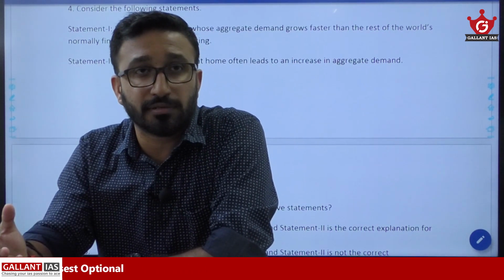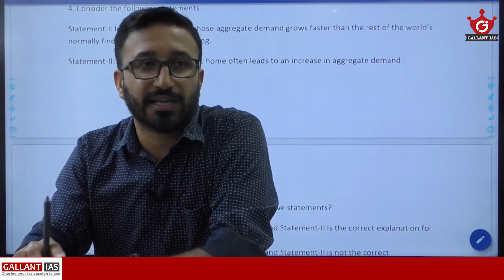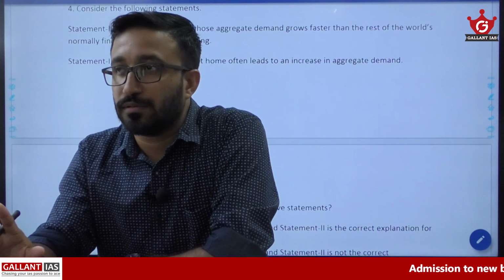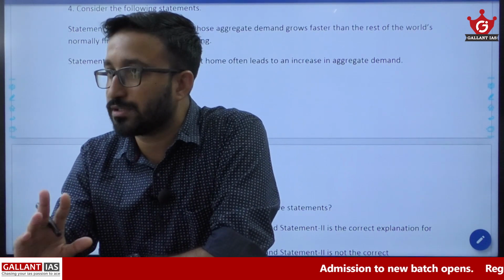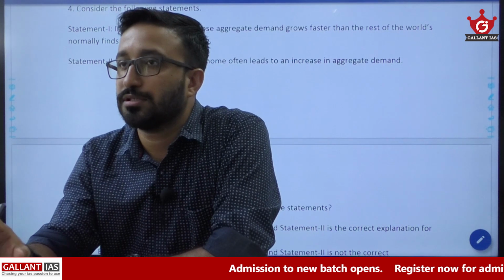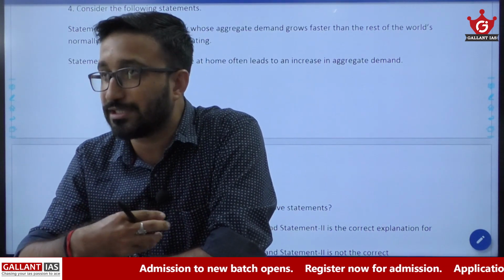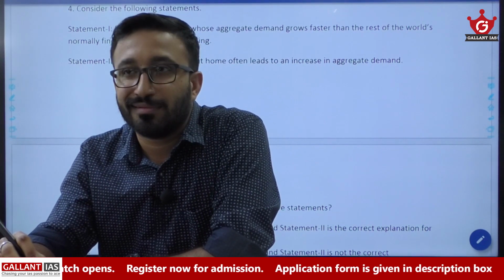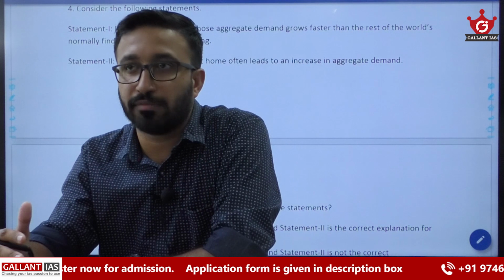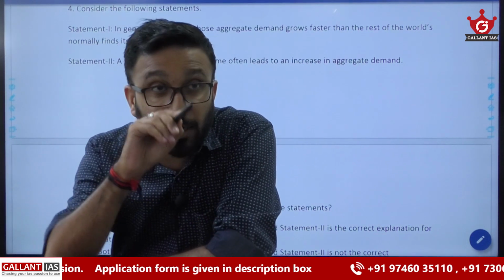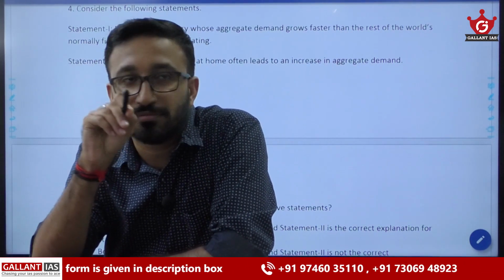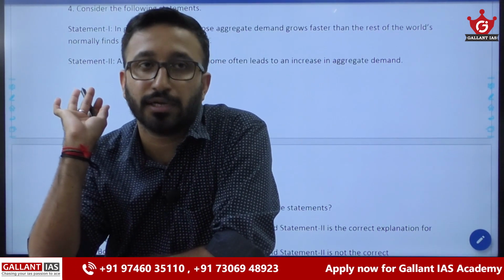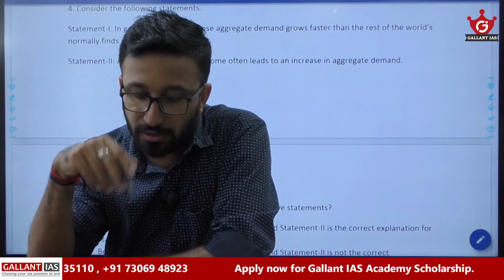So first statement says, in general, a country whose aggregate demand. What is this aggregate demand? While taking classes, I have told you, just learn by heart the basic definitions. That is what is needed to crack the prelims with respect to economics. Just understand the basic definition of each and every word. What is aggregate demand? You know demand. Then what is aggregate demand? It's clearly mentioned in your NCERTs. It's the total demand of goods and services in an economy. That is aggregate demand. Then, now look at the statement.